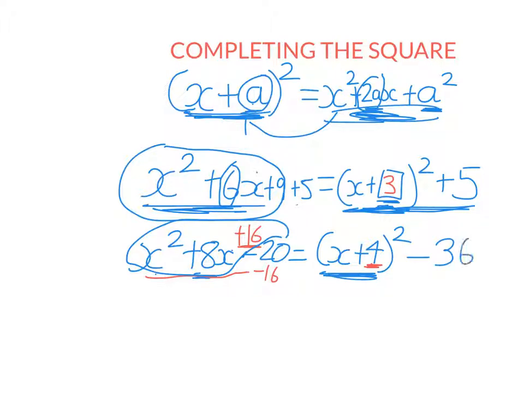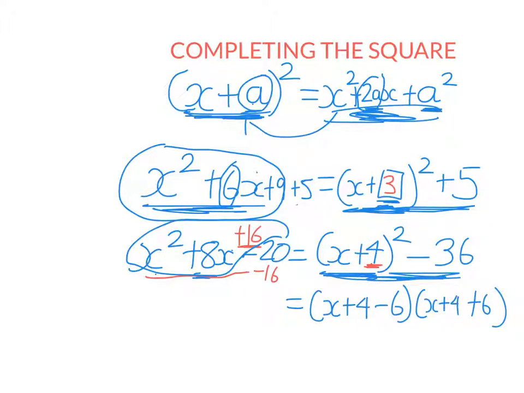So I'm left with (x + 4)² − 36. Now this can be factorized further because it's the difference of two squares. When you have the difference of two squares, to factorize it, you take the first thing being squared minus the second thing being squared, and then the first thing being squared plus the second thing being squared. So 4 minus 6, they are like terms.